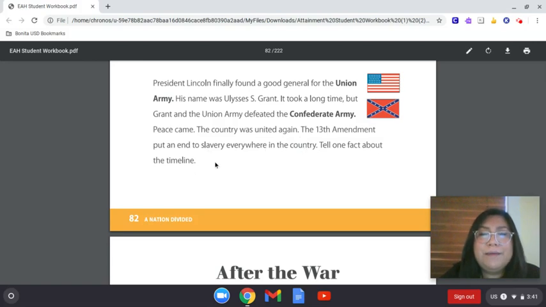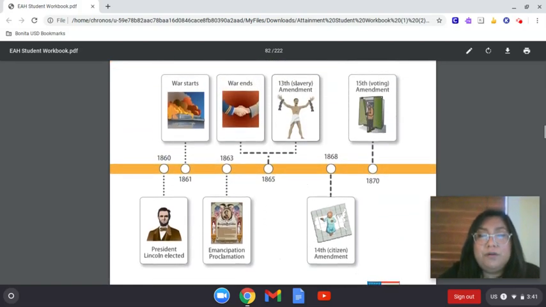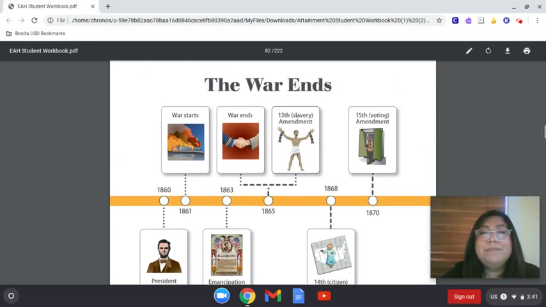Tell one fact about the timeline. Now, scholars, you are going to go back and take a look at this history tool, this timeline, and state one fact about the timeline. And that's going to be the end of our lesson. The war ends.